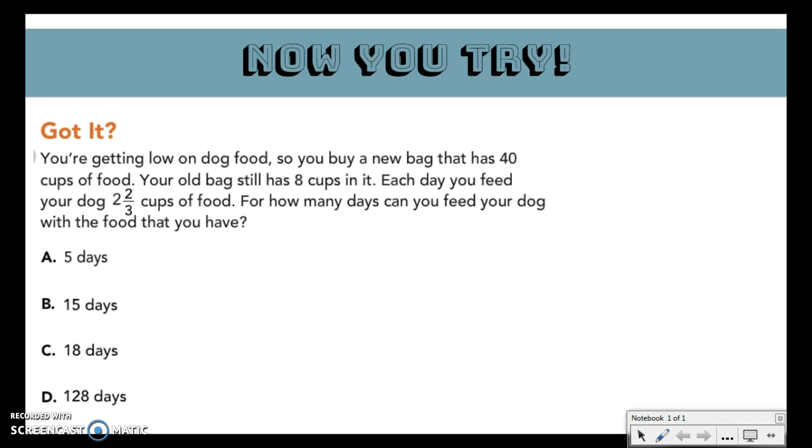You need to work alone or with a neighbor quietly and figure out for how many days can you feed your dog this amount of food. Alright, again, you have a new bag that has 40 cups, and then you have an old bag with 8 cups in it. Well, that gives you 48. So see where 2 2/3 of that number will get you, and see how many days you can feed them. All right? Good luck. When you are finished, make sure you show your teacher to see if your answer is correct.